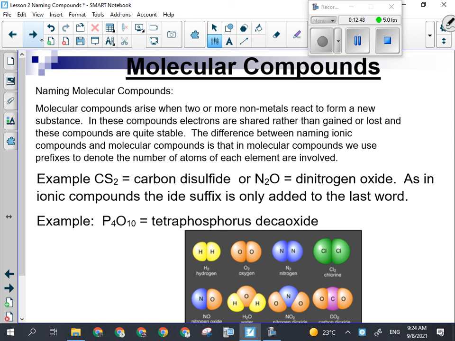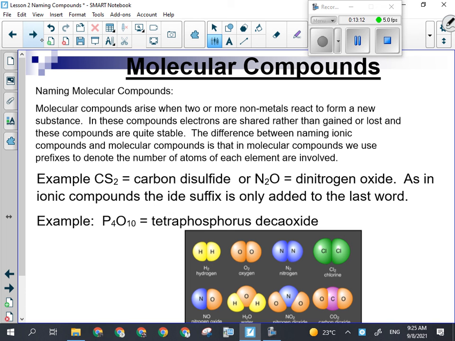Right, so molecular compounds, like we said, arise when 2 nonmetals react to form a new compound. Okay, so the difference here is we write the first nonmetal with its name unaltered. So we write it as it appears on the periodic table. The second nonmetal gets its name ending in -ide. Right, so whatever ends a compound always ends in -ide if it's an element.